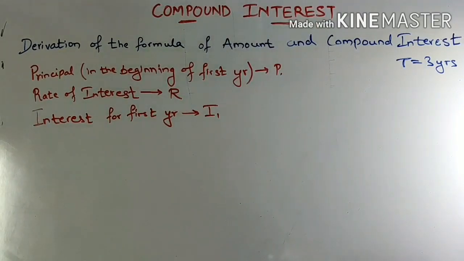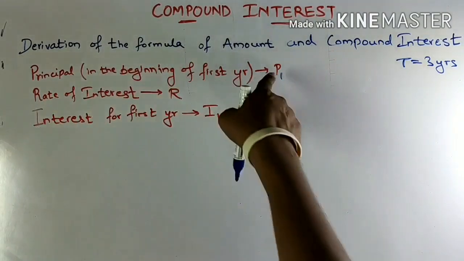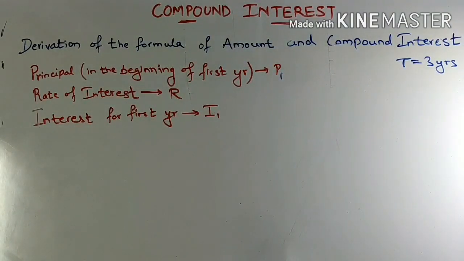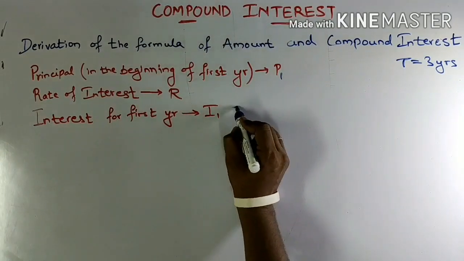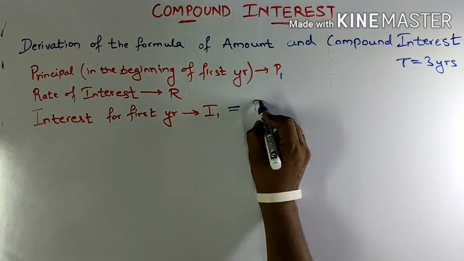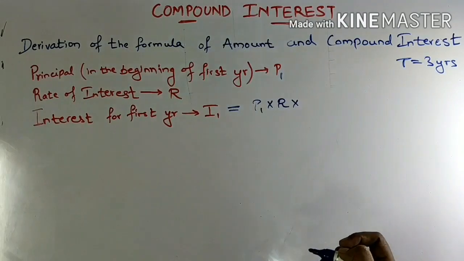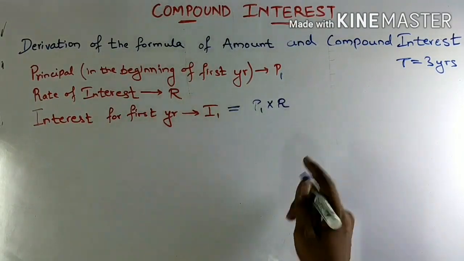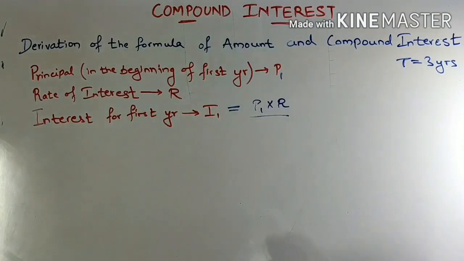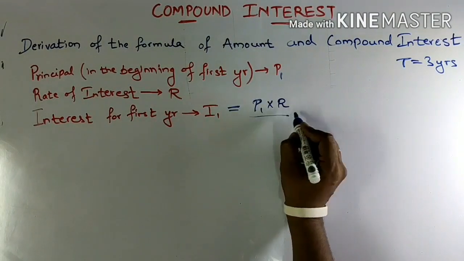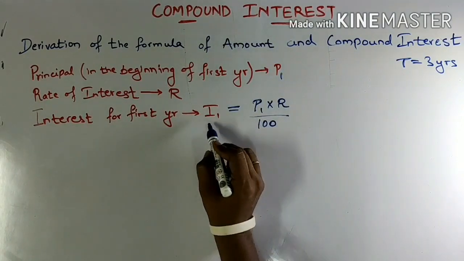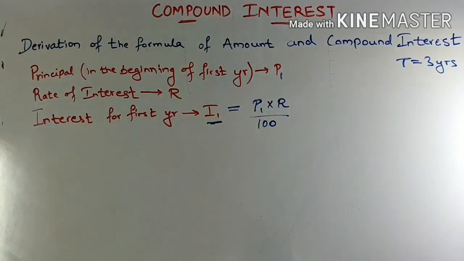Let P1 be my principal in the beginning of the first year, R be the rate of interest, and if I1 is the interest for first year, interest for first year will be I1, that is given by P1 into R into T. T is, since it's a first year, so T will be 1. So whether I write or I don't write, it remains the same. So P1 into R upon 100 will give me I1 at the end of the first year.